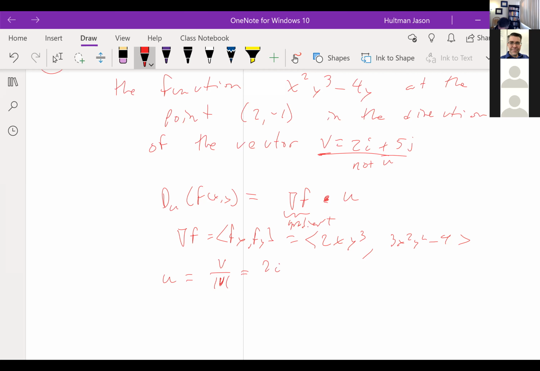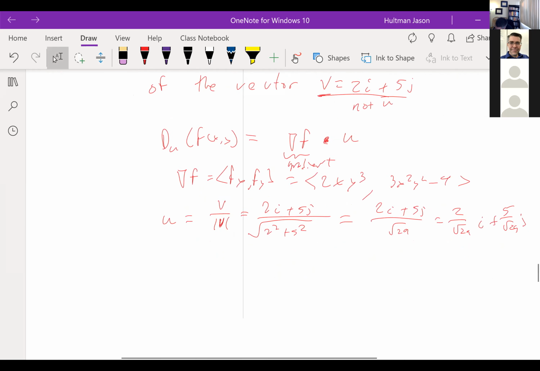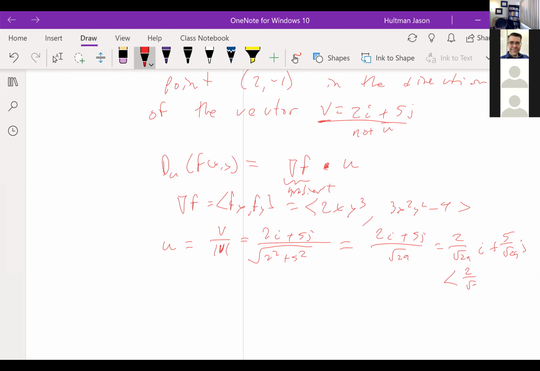So this is 2i plus 5j over the square root of 2 squared plus 5 squared. So this is 2i plus 5j over the square root of 29. So this is 2 over radical 29 i plus 5 over radical 29 j. If you want to write that in component form, this is 2 over radical 29, 5 over radical 29. Nice, nice, nice. Like what I've done there.